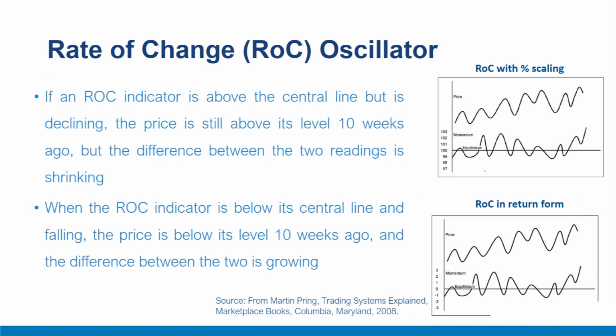If the ROC indicator is above this central line and it is declining, the price is currently still above the price 10 weeks ago, but the difference between these two is shrinking. When the ROC indicator is below this line and falling, the price is below its level 10 weeks ago, and the difference between the two is growing because P_t 10 weeks ago level is much greater than P_t now.